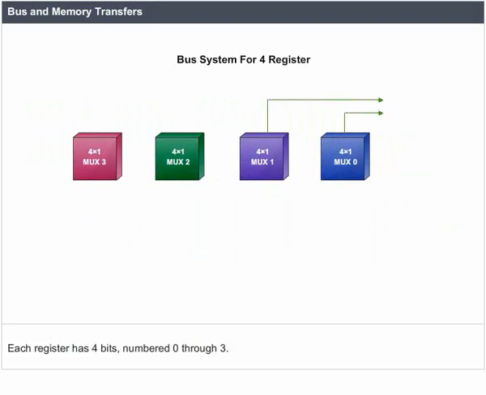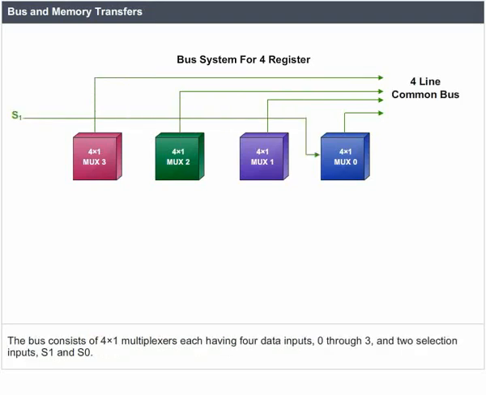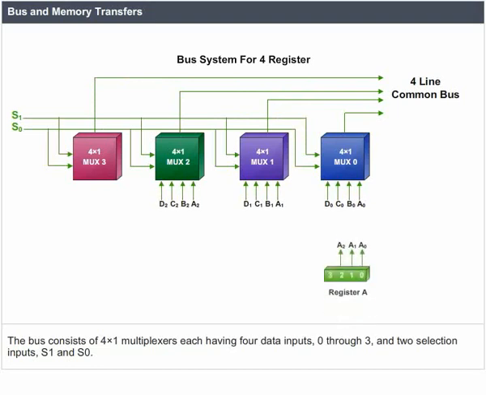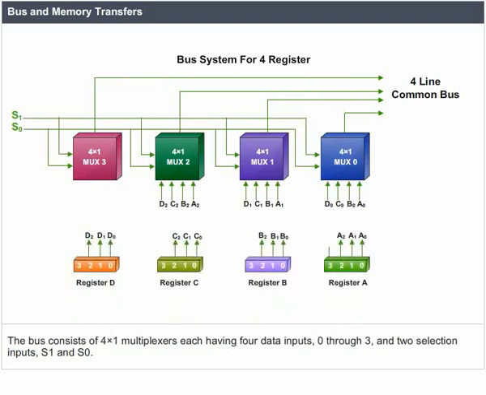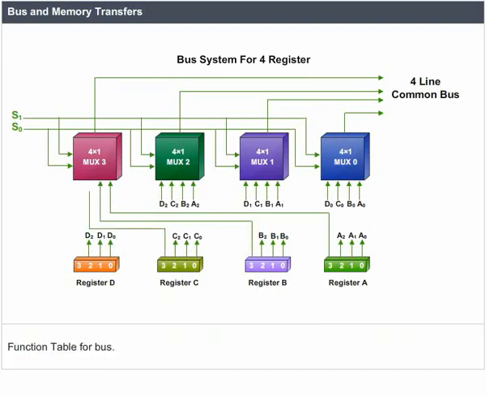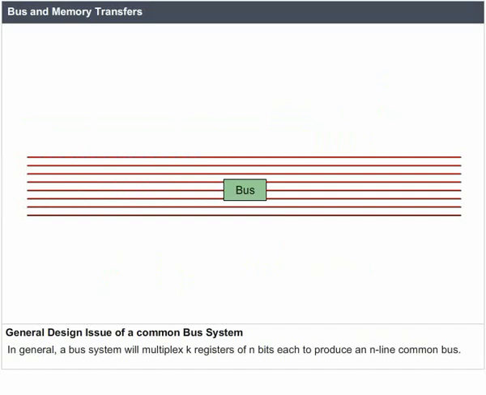Each register has 4 bits, numbered 0 through 3. The bus consists of 4-to-1 multiplexers, each having 4 data inputs, 0 to 3, and 2 selection inputs, S1 and S0. Function table for the bus. General design issue of a common bus system.